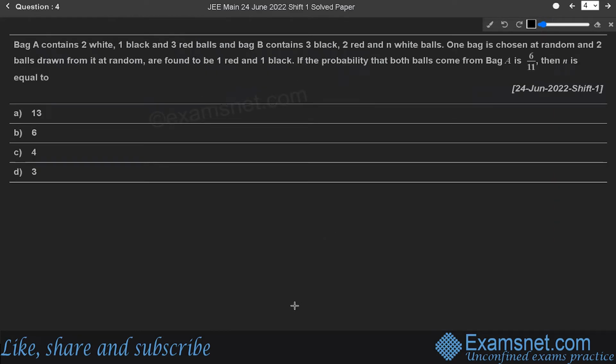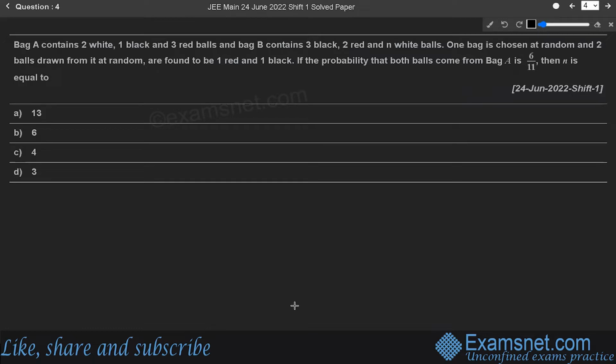Moving on to the next question. Bag A contains 2 white, 1 black and 3 red balls, and bag B contains 3 black, 2 red and n white balls. One bag is chosen at random and 2 balls drawn from it at random are found to be 1 red and 1 black. If the probability that both balls come from bag A is 6 by 11, then n is equal to.